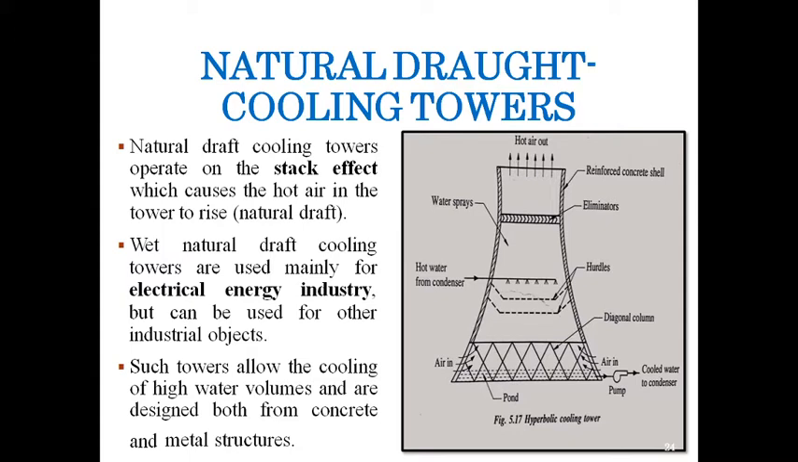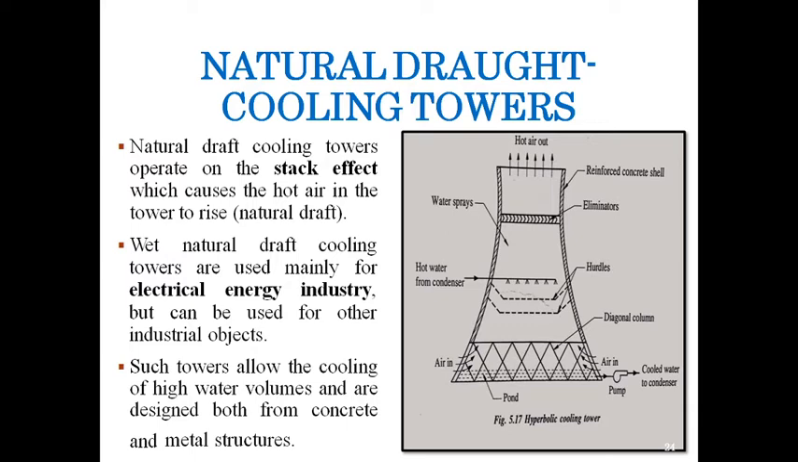Here the hurdles are attached in the tower below the water spray. The purpose of the hurdle is to reduce the speed. The eliminators are also attached in this tower above the water spray. The purpose of the eliminator is to remove dust particles, particularly very fine particles. The outer cover of this tower is reinforced concrete shell. This entire process releases the hot air at the top of the tower, and cold water is sent to the condenser through a pump at the bottom of the tower.